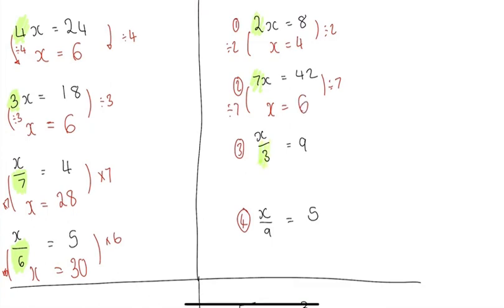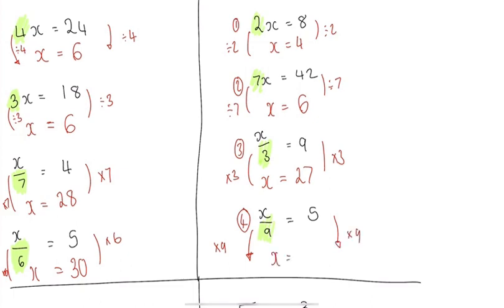This one, we've got to get rid of this over 3. Now remember, that means divide by 3, so the opposite is to times by 3 on both sides, leaving with x equals 27. And then here again, we've got to get rid of that 9, and it's over 9. So we need to times both sides by 9, leaving me with x equals 45.